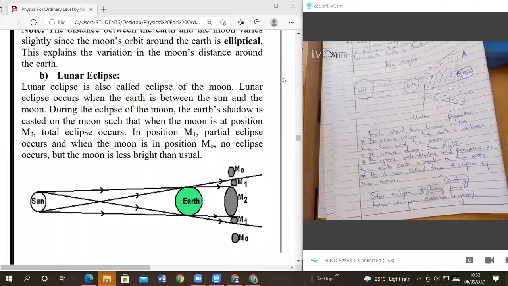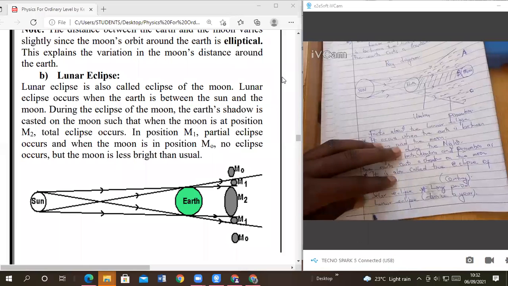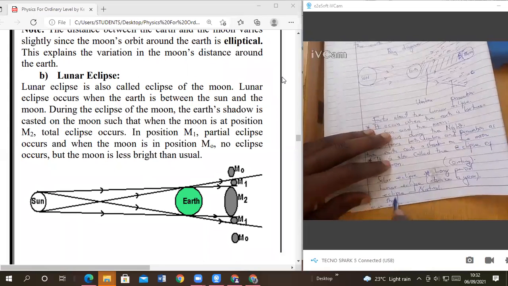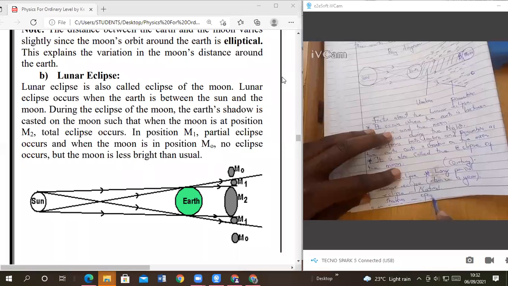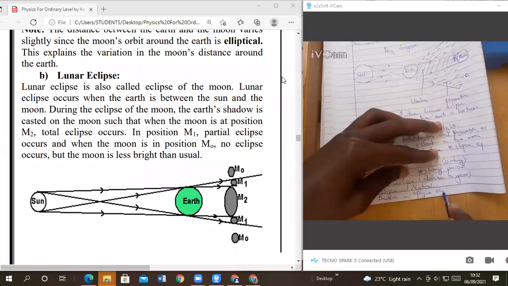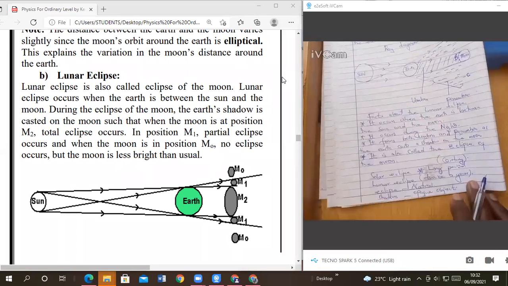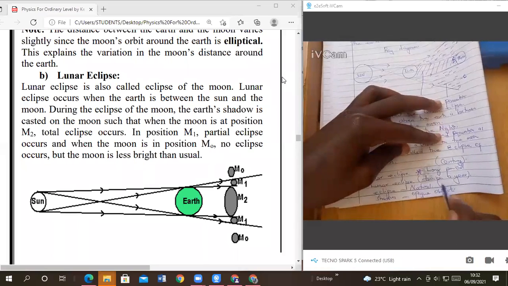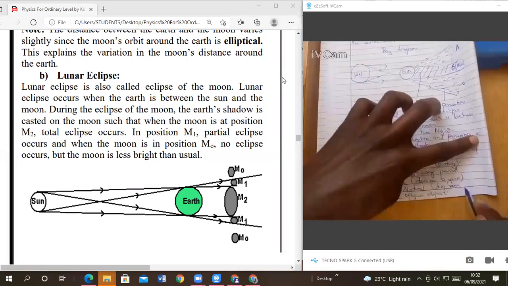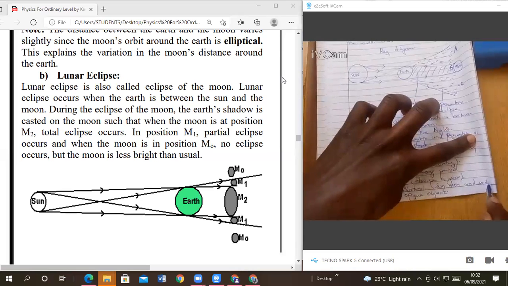Have you seen the difference between the eclipse and shadows now? Eclipses are natural. Eclipses are what? Natural. Then shadows we just create. It's just a condition that occurs whenever we have an opaque object. But the eclipse is between the sun, moon, and the earth.